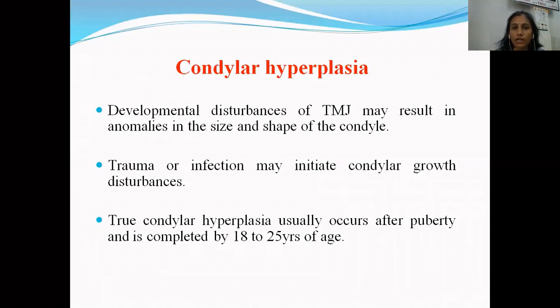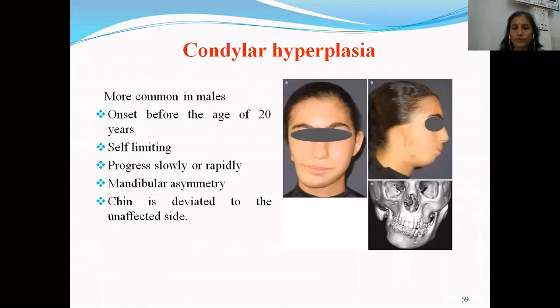The main etiology for condylar hyperplasia can be either trauma or infection, which causes disturbance in the condylar growth. True condylar hyperplasia usually occurs after puberty and is completed by 18 to 25 years of age. Coming to the clinical features, it occurs before the age of 20 years, and it's self-limiting, which means it progresses till the patient's growth. Once the patient's growth is stopped, the growth of this condyle will also automatically stop.